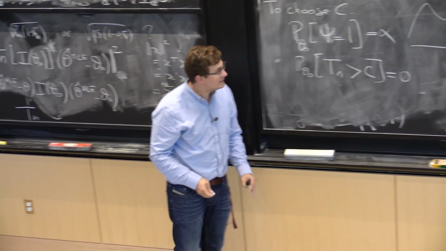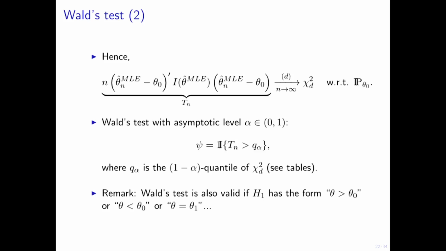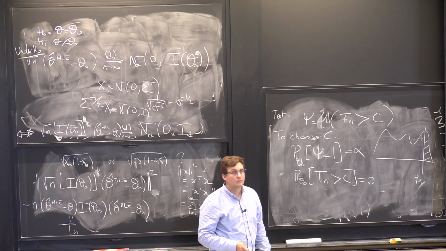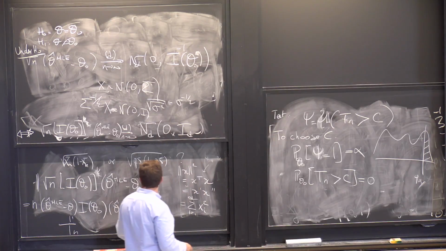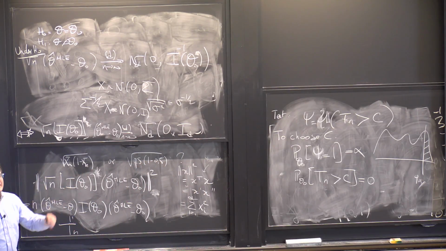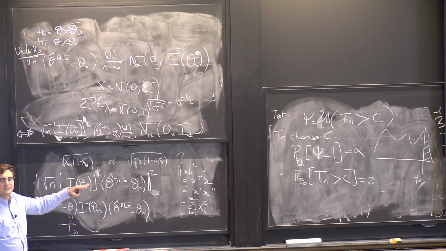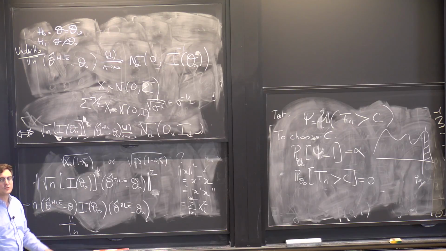So to be able to do that, I need to know what is the distribution of Tn when theta is equal to theta 0. What is this distribution? What is Tn? It's the norm squared of this vector. What is this vector? What is the asymptotic distribution of this vector?